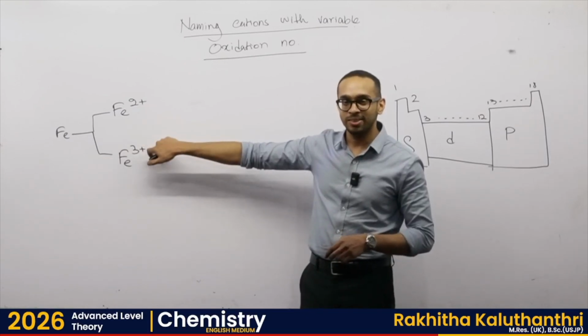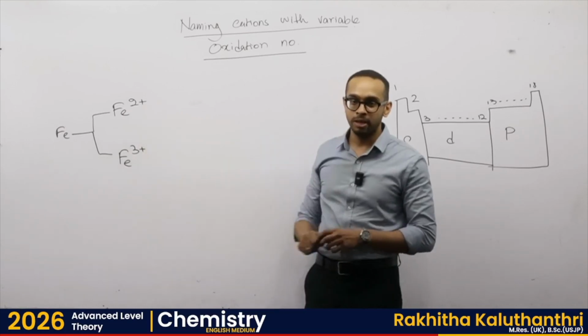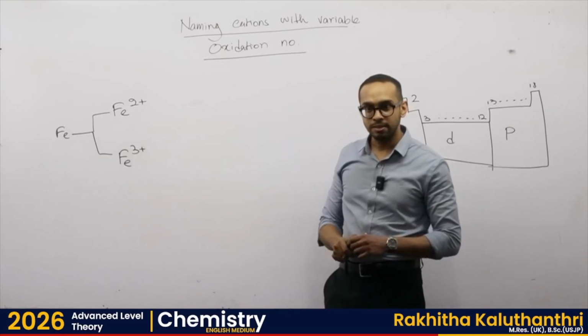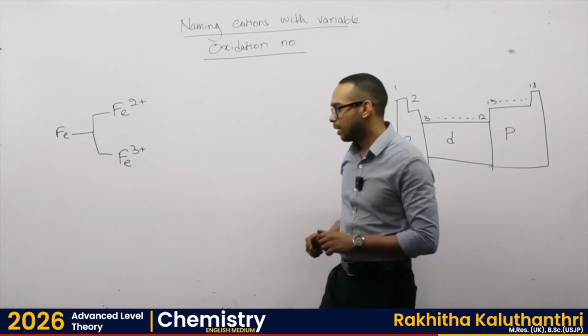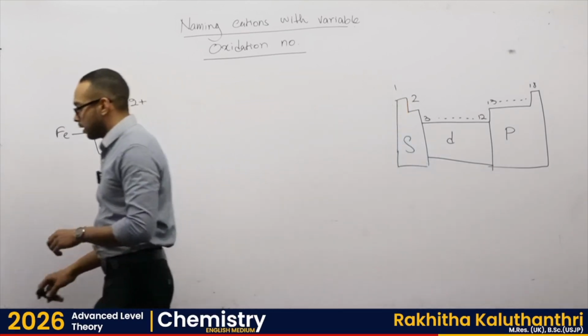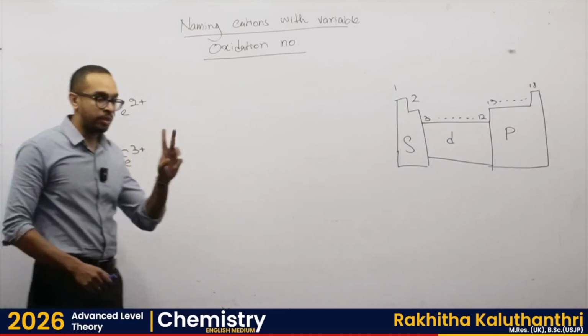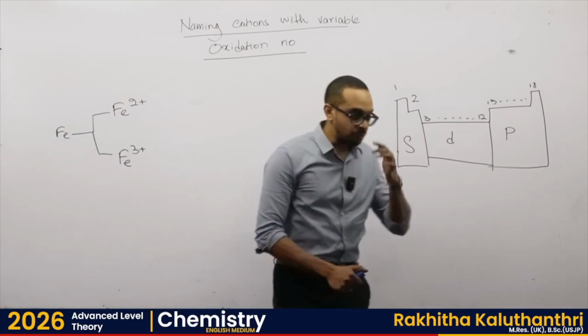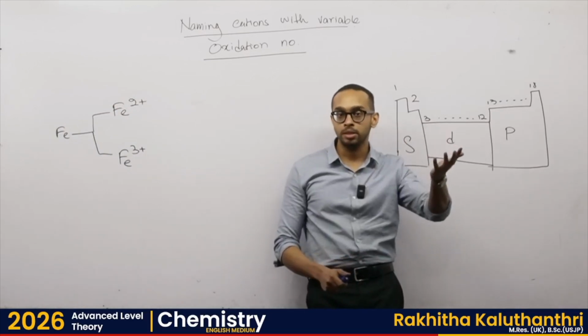Iron? Or is there a specific name for this? Have you heard of ferrous? Have you heard of ferric? Good. So when it comes to naming these ions, there are two naming systems. Obviously we have the IUPAC naming system, the proper way to name it.